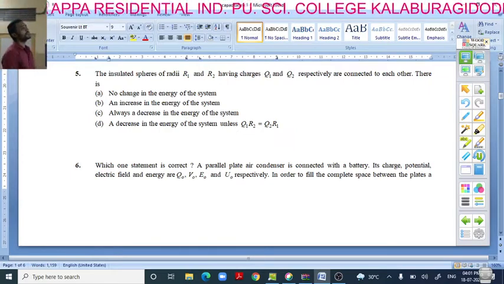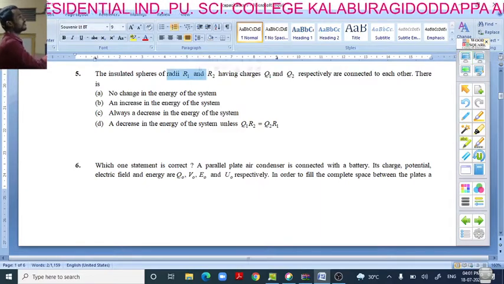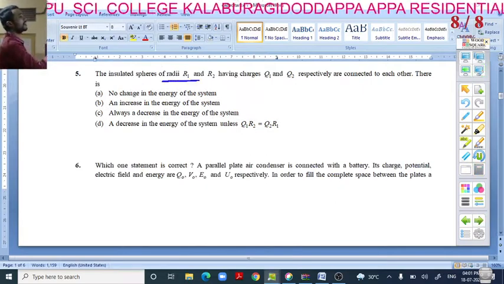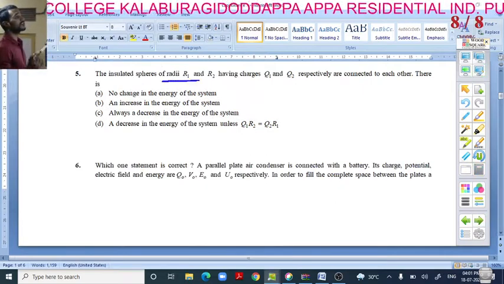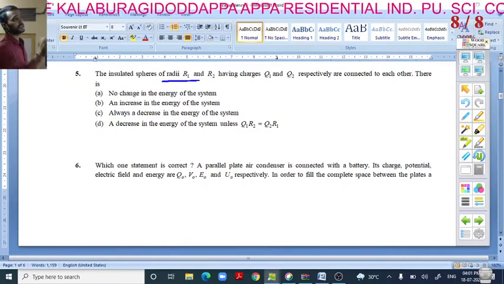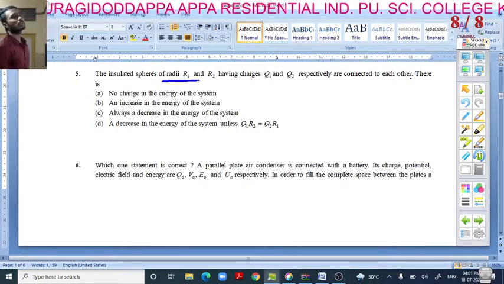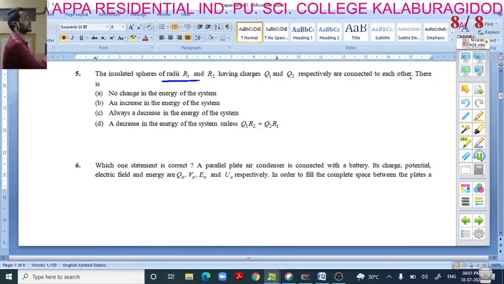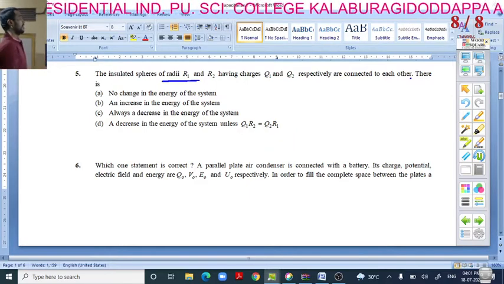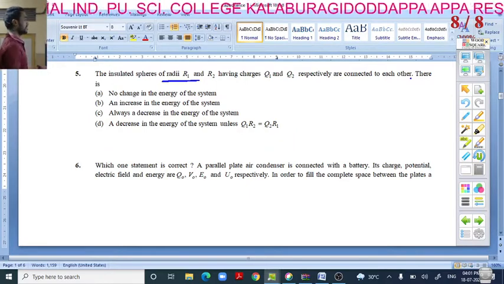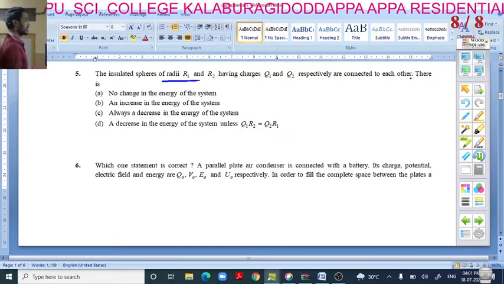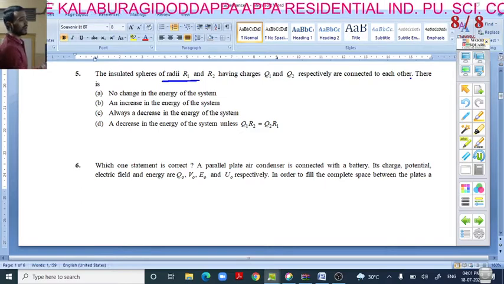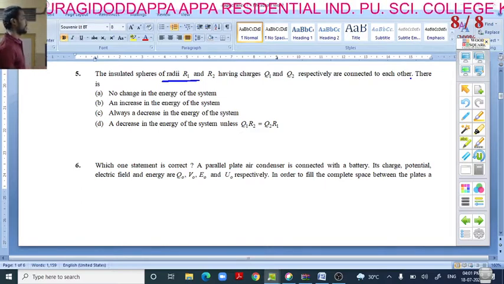The insulated spheres of radii R1 and R2 having charges Q1 and Q2 respectively are connected to each other. There are some options. What are the possibilities? There is no change in the energy of the system, an increase in the energy of the system, always a decrease in the energy of the system, a decrease in the energy of the system unless Q1 R2 is equal to Q2 R2. You may concentrate here.